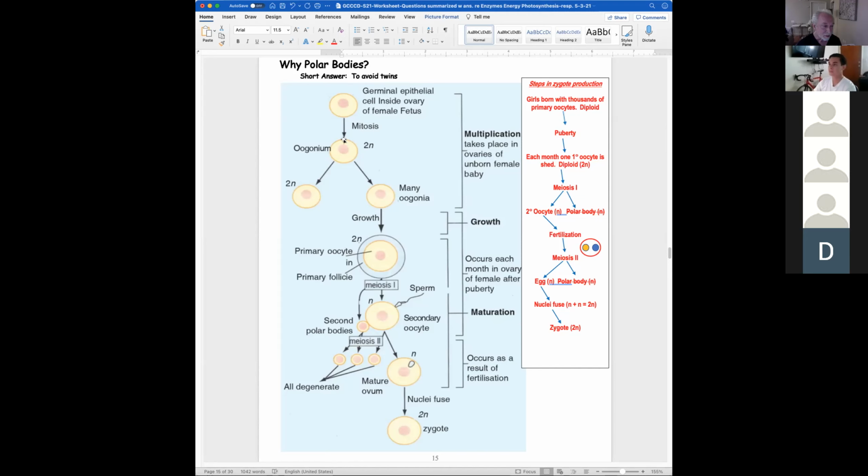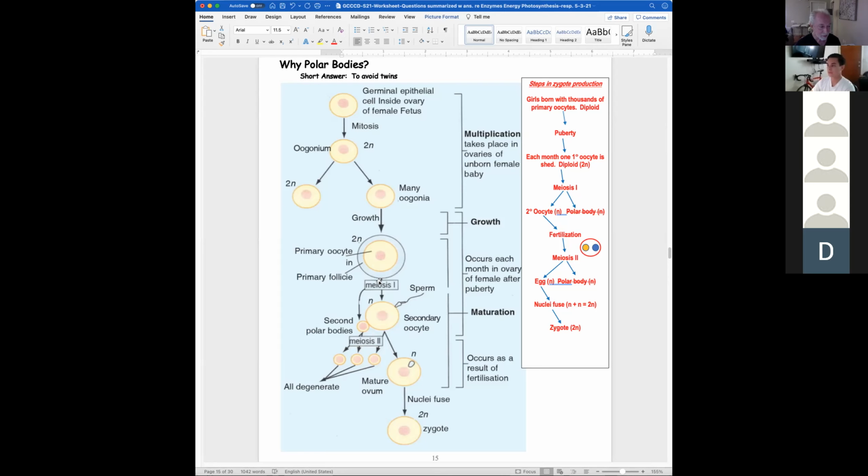So if we look at the beginning in the oogonium, which is diploid, 2N, females are born with many of these, thousands of them, all diploid. So they grow into large numbers. And then once the female reaches puberty, she starts to release one of these every month. So this diploid primary oocyte, one of them comes out of the ovary every month and goes through meiosis 1.